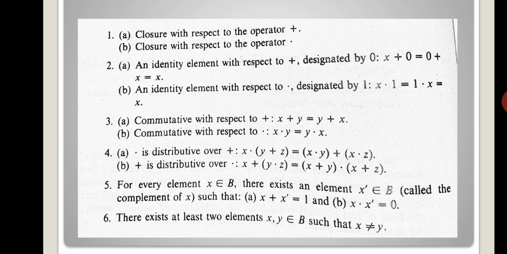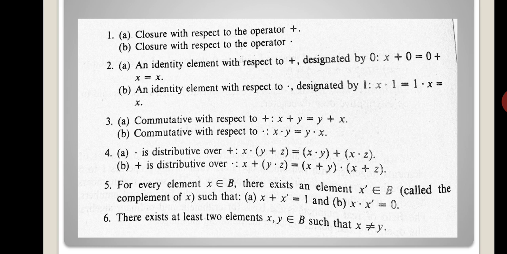The next one is an identity element with respect to the plus sign, designated by 0. It is something like x plus 0 equal to 0 plus x, and ultimately we are going to get the value x. So in this instruction you can see the plus symbol, how you can make use of it, and what result you are going to obtain. And the second option is an identity element with respect to the dot operator. How exactly can you visualize it? It is something like x dot 1 equal to 1 dot x, again equal to x. So whether it is the plus symbol or the dot operator, ultimately you are going to get the value x.